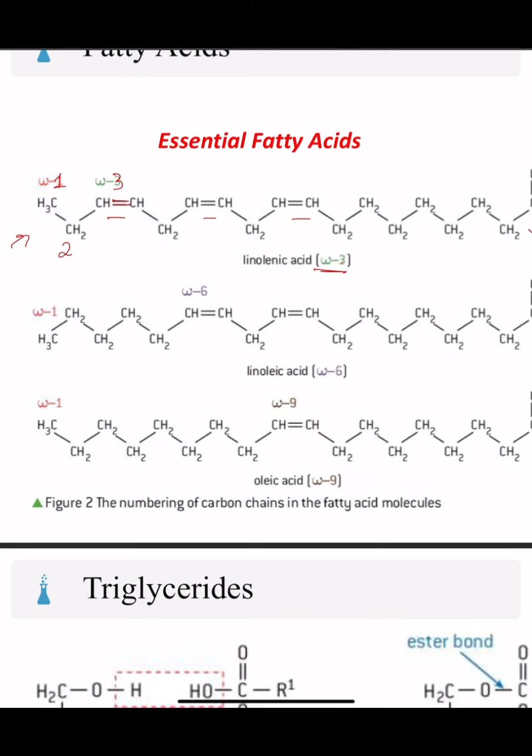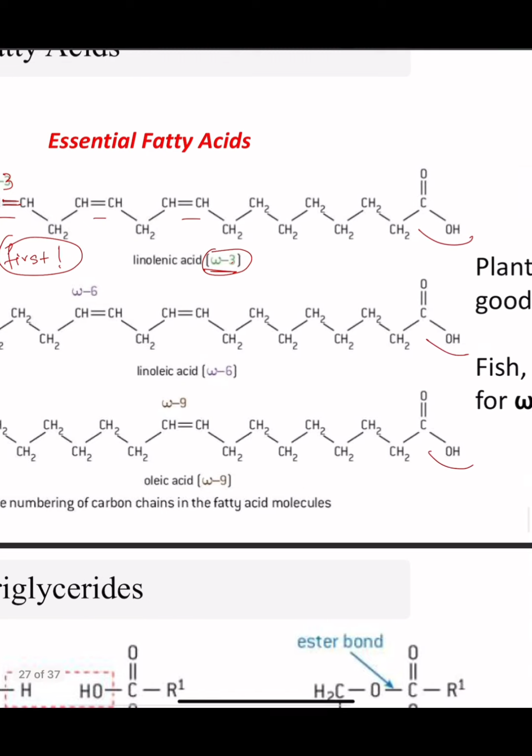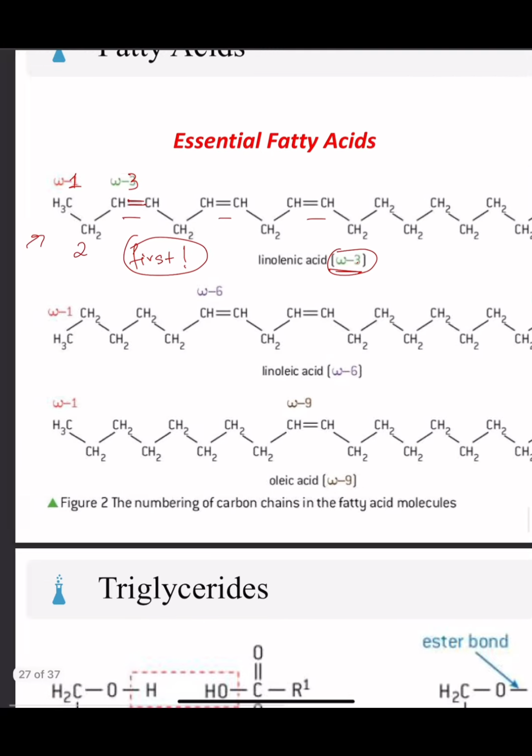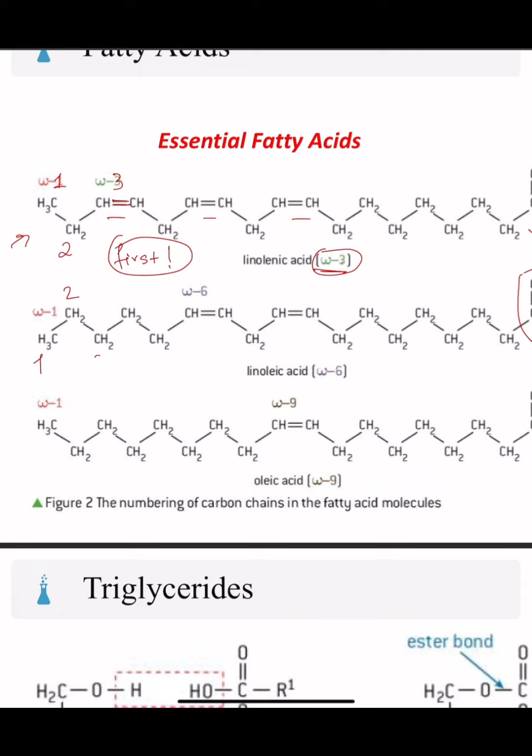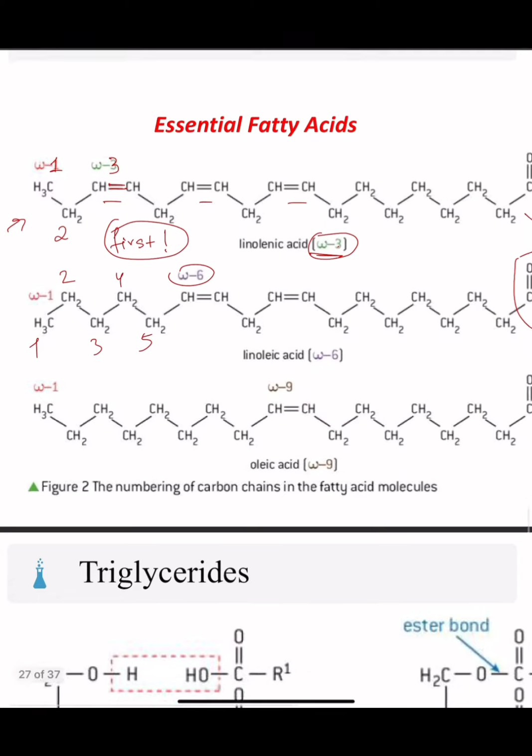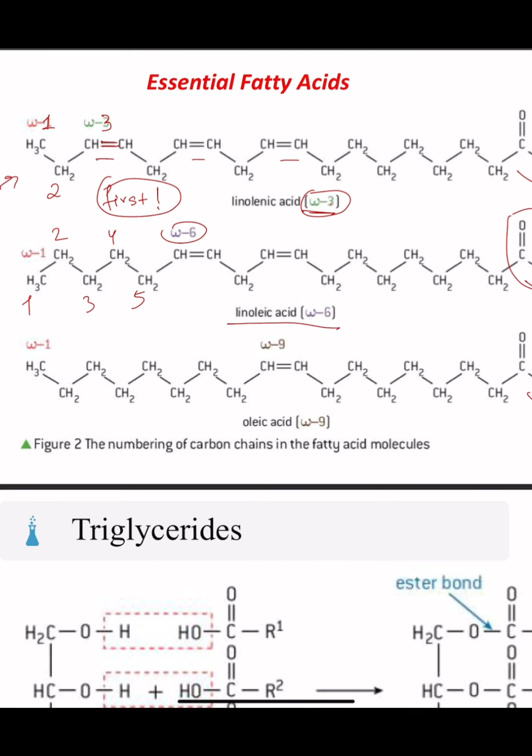The first double bond, we always put the number, omega 3. Now let's look at here. I see COOH, so I start counting from this side. 1, 2, 3, 4, 5, 6 carbon. So that's why this is omega 6 fatty acid.